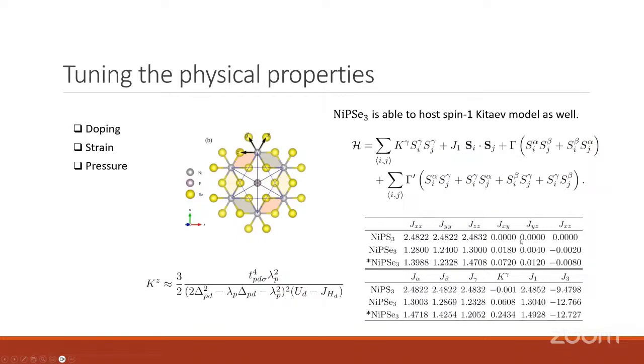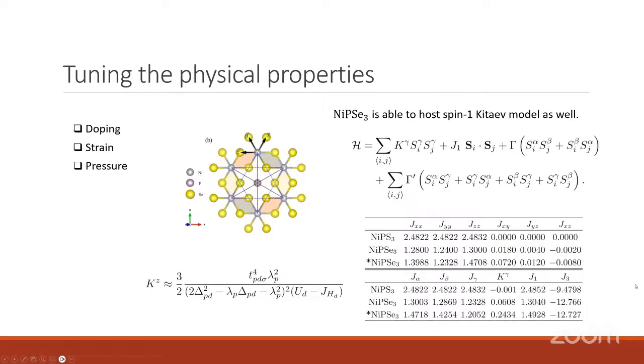Eventually, even though in the original MPX₃ system the spin model seems determined, without any spin orbital coupling on the nickel, sulfur, and even phosphorus side, if we do doping on the system, for example, replacing the ligand from sulfur to selenium, then the system might dramatically develop a Kitaev interaction along with all the other off-diagonal terms.